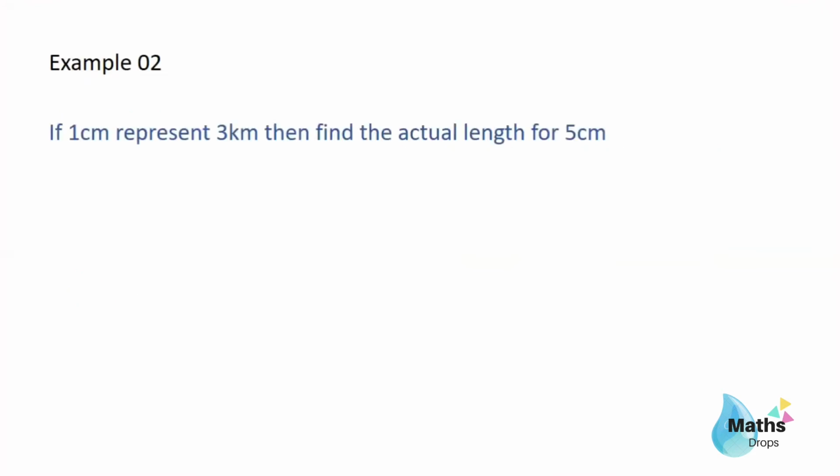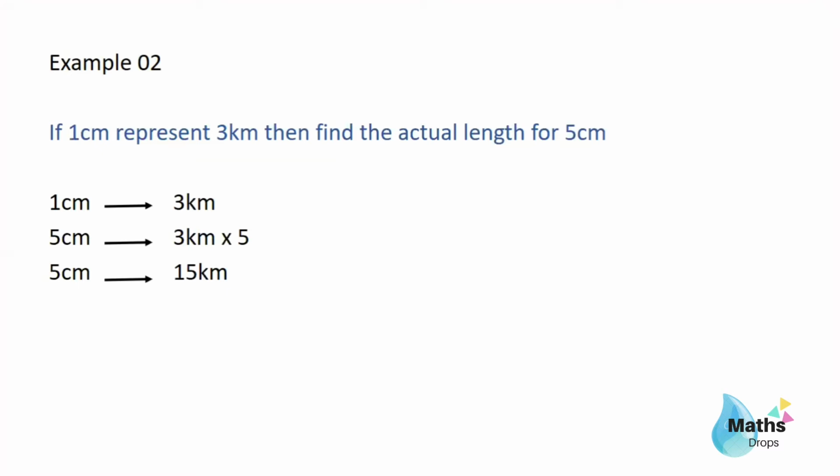If 1 centimeter represents 3 kilometers, then find the actual length for 5 centimeters. Let's write the scale first. 1 centimeter represents 3 kilometers. So 5 centimeters represent 3 kilometers into 5, which is equal to 15 kilometers. That's it. So using a scale we can easily find the actual length.